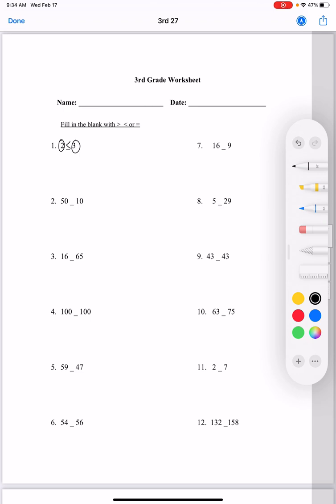Or you can think of it as Pac-Man wanting to eat the bigger number because he just wants to eat the bigger number. You always want to eat more, right? So between 50 and 10, 50 is the bigger number, so Pac-Man should be eating the 50. 16 and 65, 65 is the greater number, so Pac-Man wants to eat the greater number. So 16 is less than 65. 100 and 100, they're the same numbers, so this would be equal to.